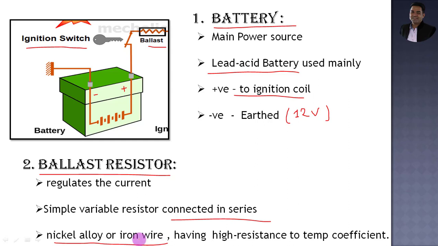That means when a surge of current is created in the circuit, the temperature of the wire will increase, and as the temperature of the wire increases, the resistance of the ballast resistor will increase, and thus it will control the current flowing through it. At low temperature it will provide low resistance to the flowing current.